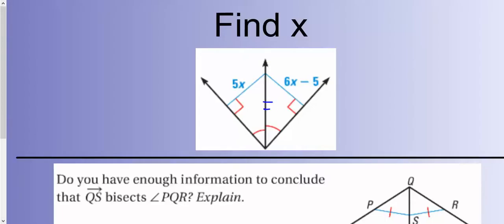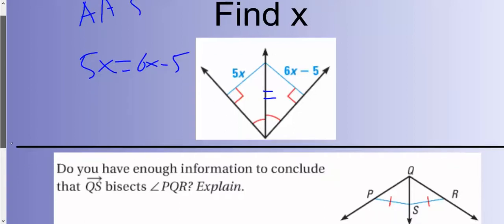Okay, these two triangles are congruent here by angle side. And so it says find x, so that means we know that 5x is equal to 6x minus 5. We can solve that for x, so just using CPCTC.